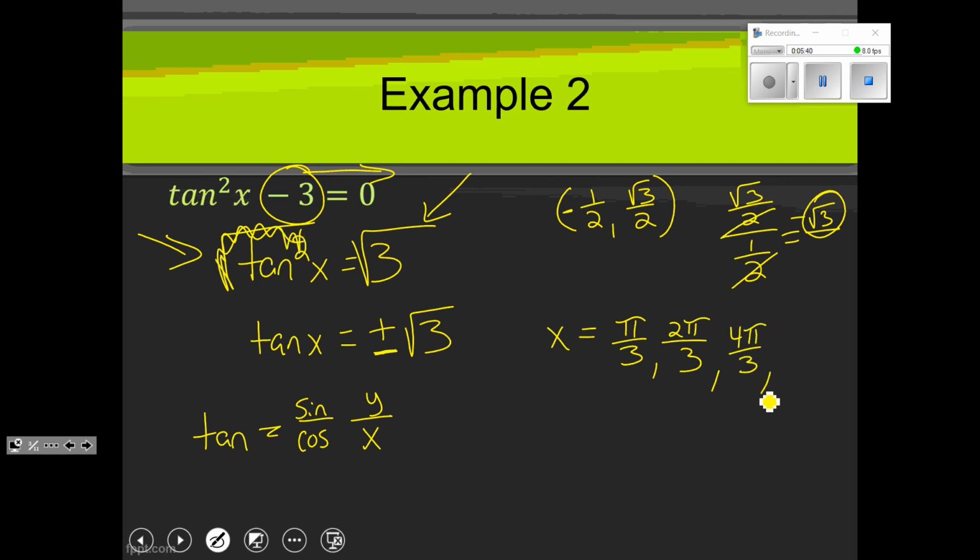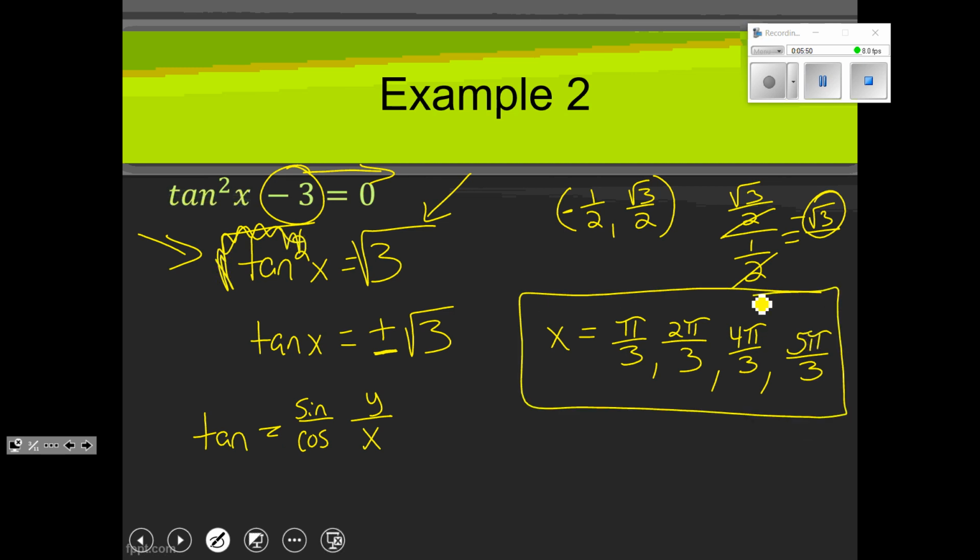All the way around, keep going, it would be 5 pi over 3. So I think at all of those places, the tangent, when you divide the y by the x, would be equal to plus or minus square root of 3.